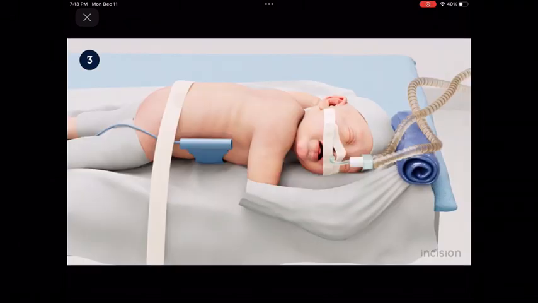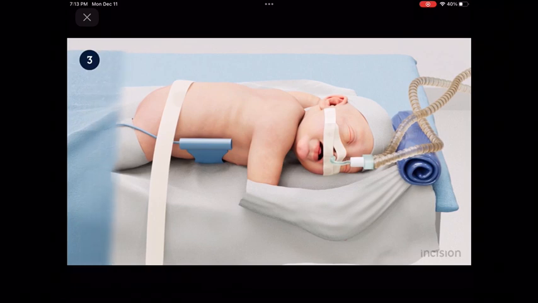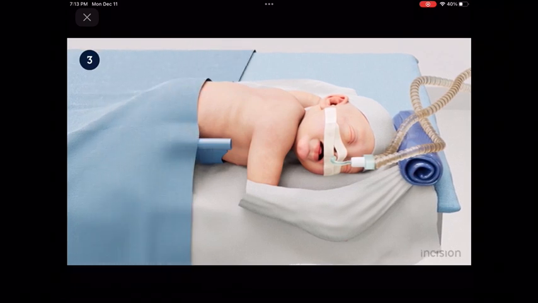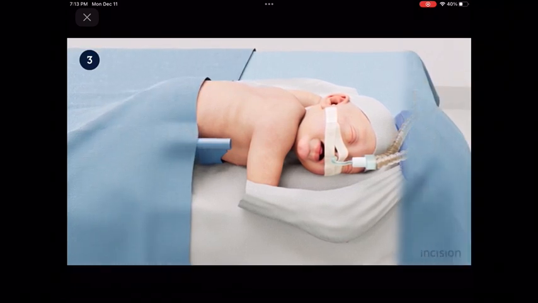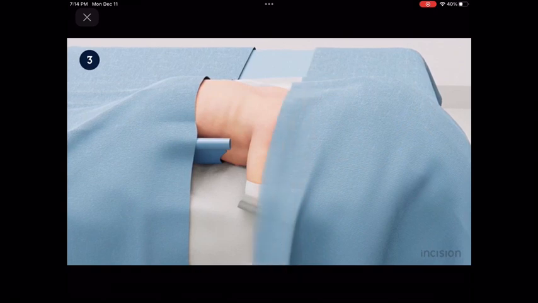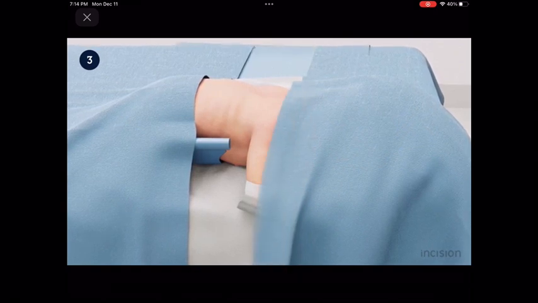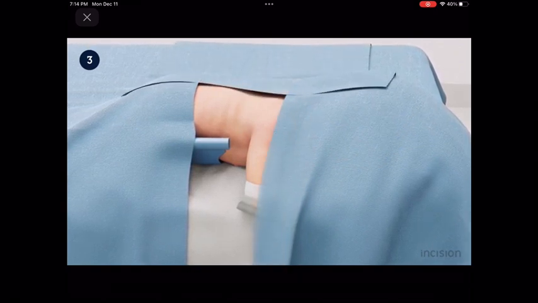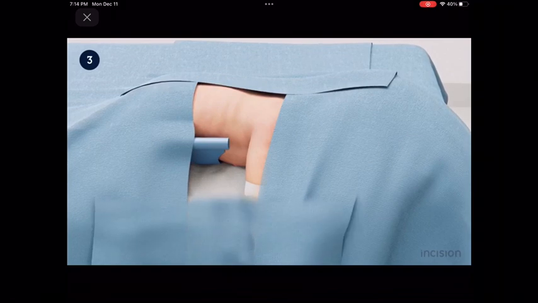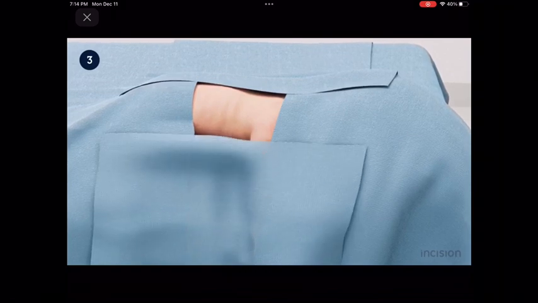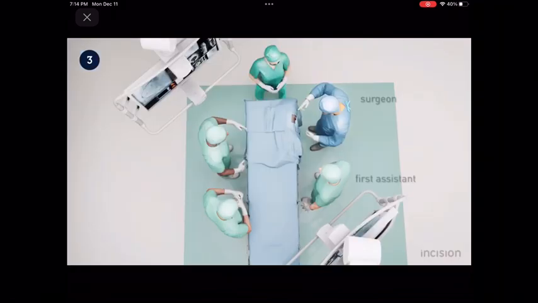Drape the patient and disinfect to create a sterile field extending from the spine to the sternum, exposing the right nipple as a landmark, and from the superior angle of the scapula to the level of the costal arch. Ensure that the left side of the table is clear and free of lines. This allows the surgeon and first surgical assistant to stand at the left of the patient.